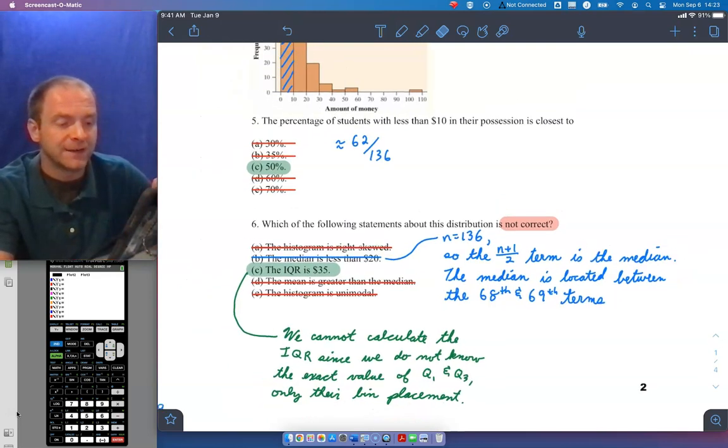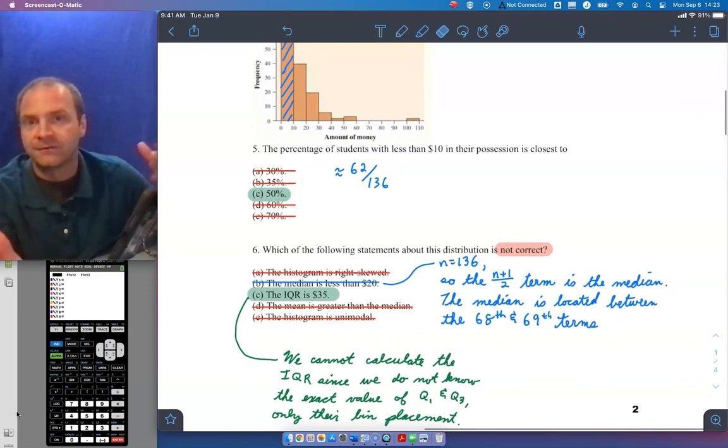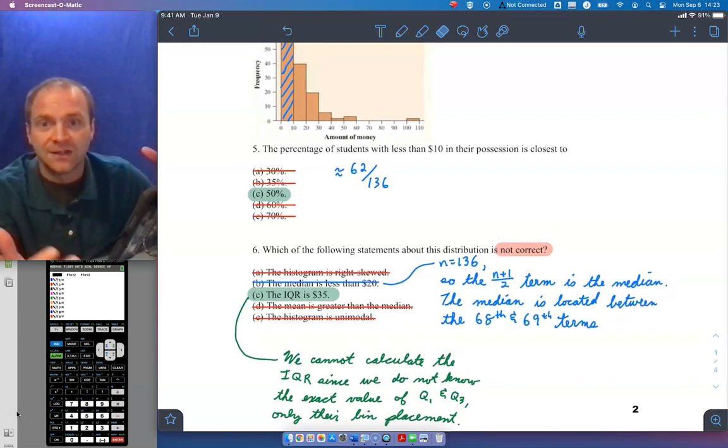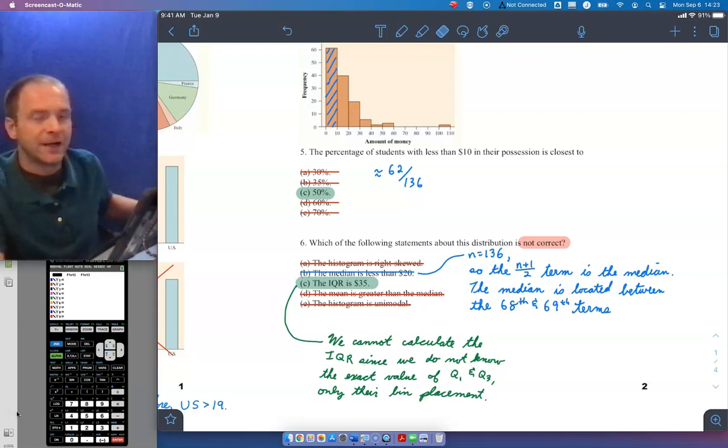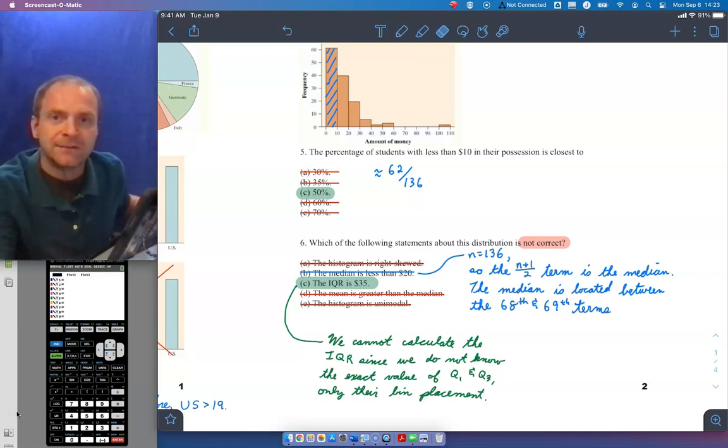You don't know here, same idea, that the bin from 10 to 20 could contain all 17s. We don't know the values. We can only tell you the bin placements of them. So we can't give you the exact dollar amount. And so that's something to keep in mind there as well.